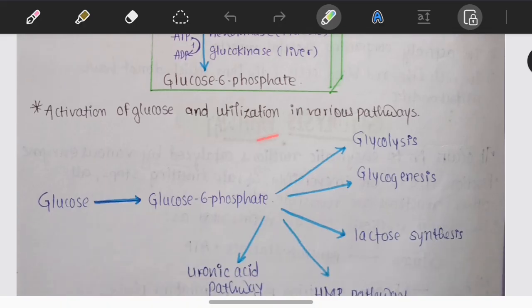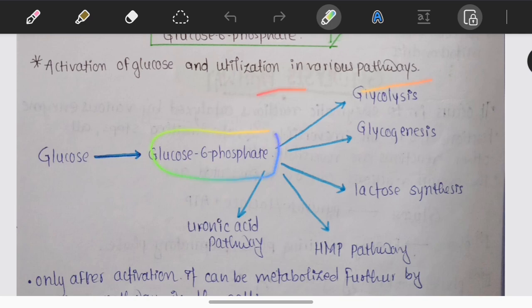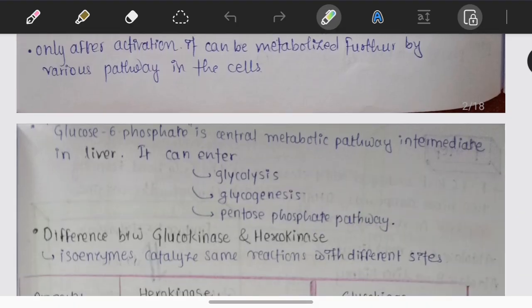Activation of glucose and its utilization in various pathways. Glucose to glucose 6-phosphate, which then undergoes glycolysis, glycogenesis, lactose synthesis, the HMP pathway, or the uronic acid pathway. Only after activation can it be metabolized further by various pathways in the cells. Glucose 6-phosphate is a central metabolic intermediate. In the liver, it can enter glycolysis, glycogenesis and the pentose phosphate pathway.